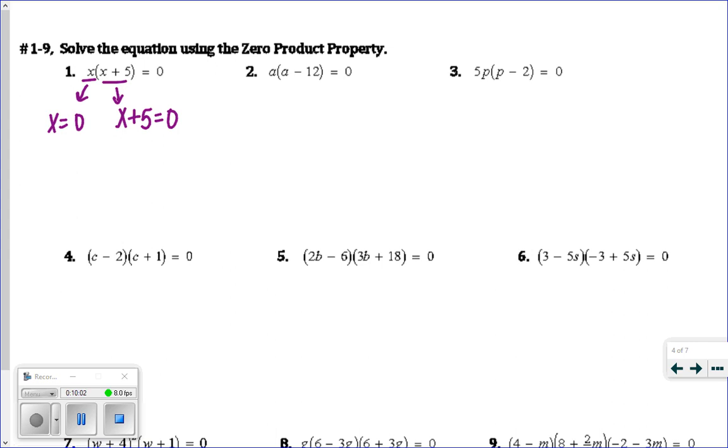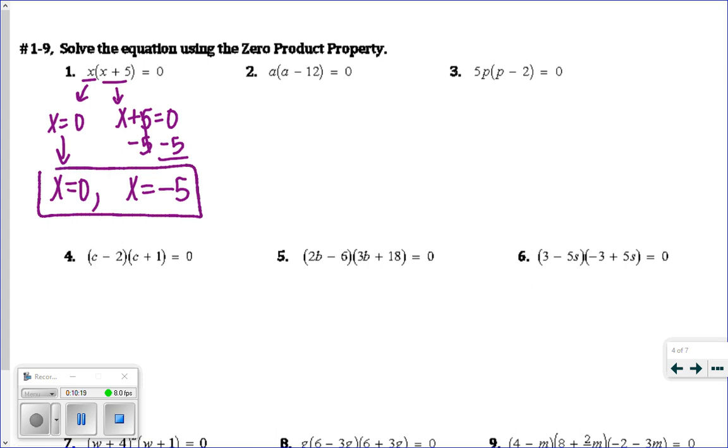Okay, well, the first one's pretty easy because x equals 0 is already kind of solved for me. So that's one answer. And then for the other one, I'm going to subtract the 5 and get x by itself. So 0 minus 5 is just -5. So these are the solutions, or in other words, the roots, the zeros of my function.